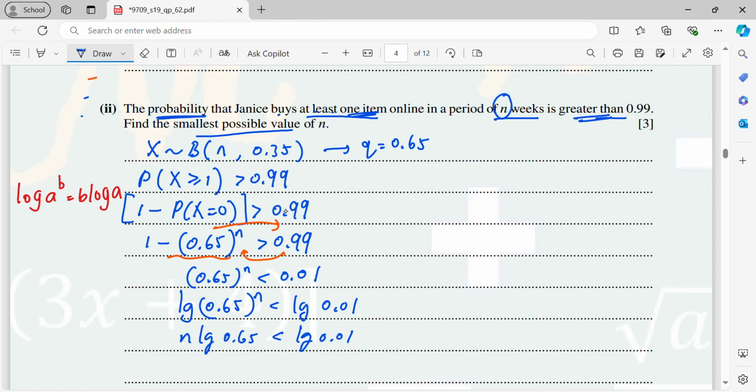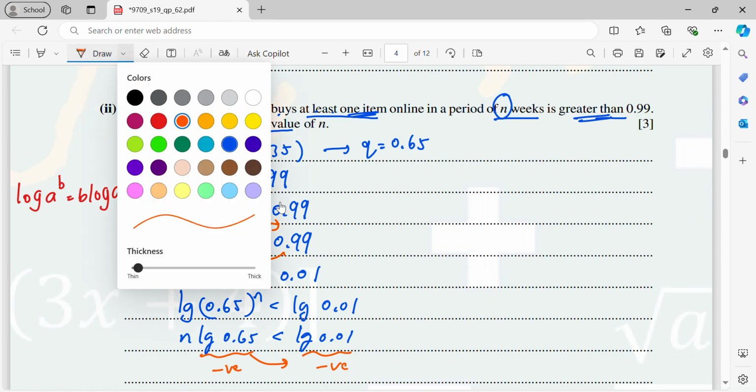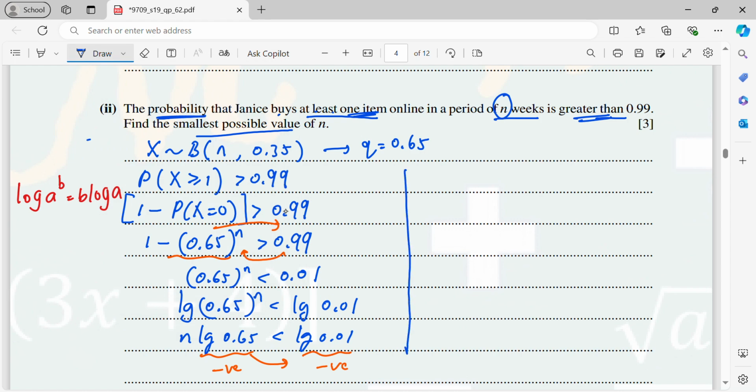Now, be careful, this log 0.65 is a negative value. Okay, this is negative and this is negative. So if I move this log 0.65 to the other side, that means I'm dividing by a negative value, then you have to change the inequality sign. That means now here I will write my n is greater than log 0.01 divided by log 0.65, because when you divide or multiply by a negative, the inequality sign must be changed.